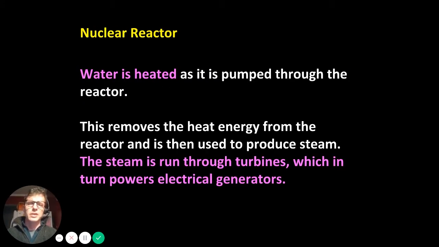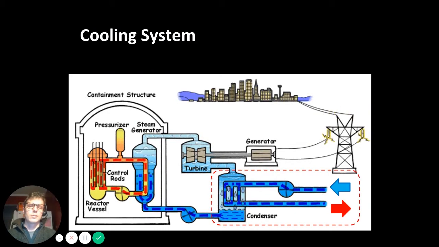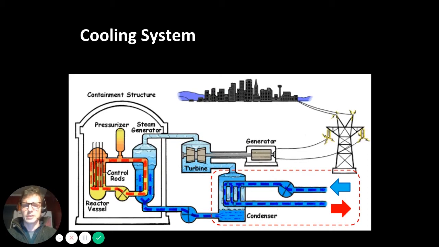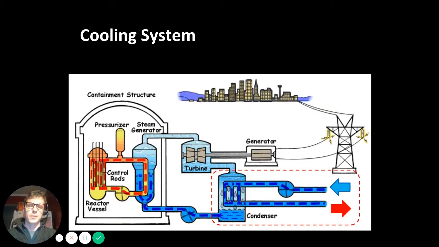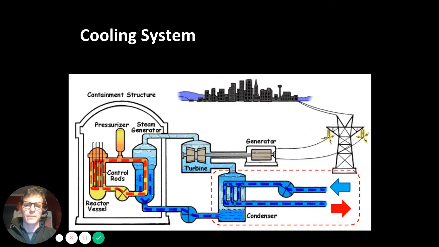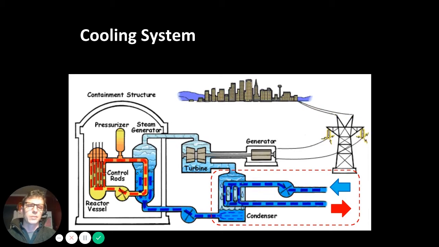So the water is heated as it is pumped through the reactor, and then this removes the heat energy from the reactor, which is used to produce the steam. Steam is run through turbines, which produces the electricity. So the cooling system here is down at the bottom right. The main function of this is to pump cold water in and turn that steam back into water, which can be pumped back through the steam generator as it interacts with the pressurized water that's heated in the reactor core. The cold water that comes in absorbs that waste heat and then is pumped back out.